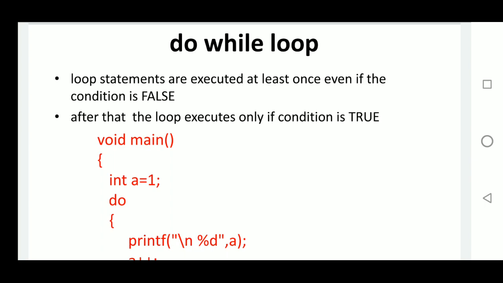First time the loop will execute without checking the value. After executing, it will check the value. If the value is false, the loop has already executed one time. Now if the condition is false, the loop will stop, or if the value is true, the loop will continue to execute.